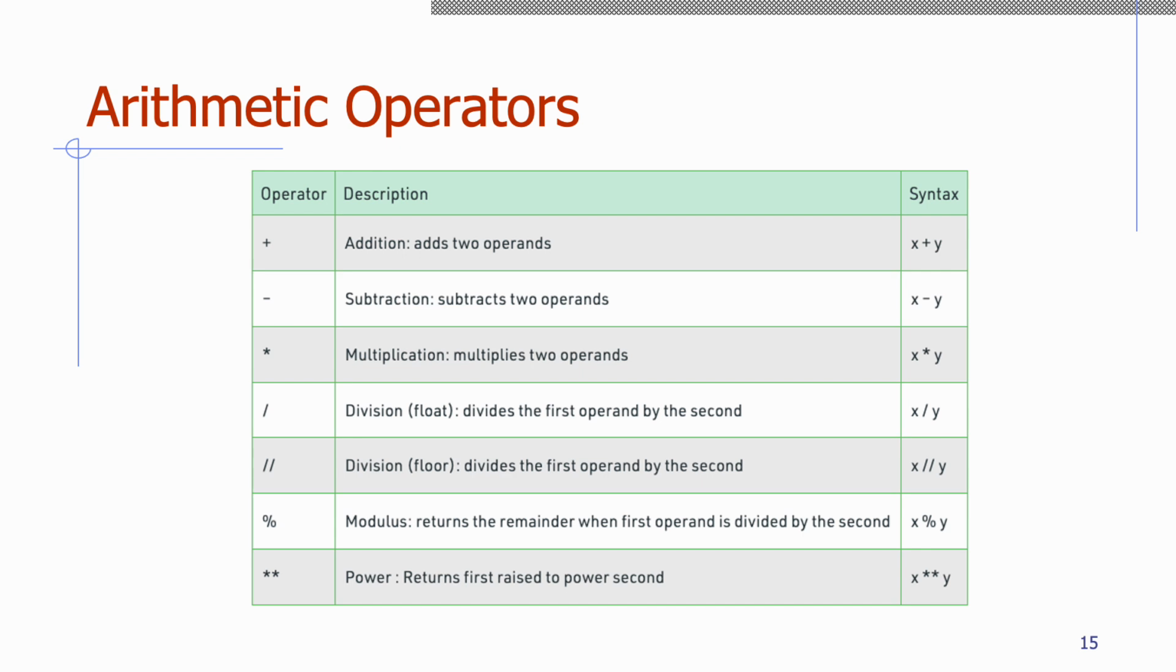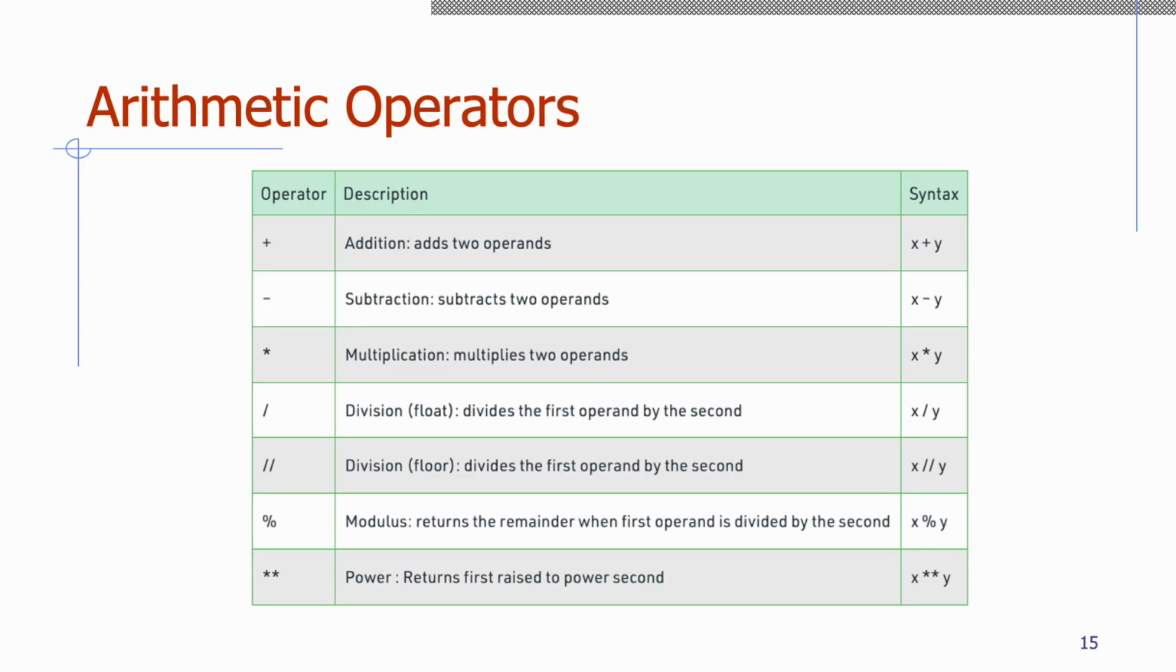Here are the arithmetic operators in Python. For addition, subtraction, and multiplication, if both operands have type int, integer, then the result is going to be an integer. If one or both operands have type float, the result is going to be a float.